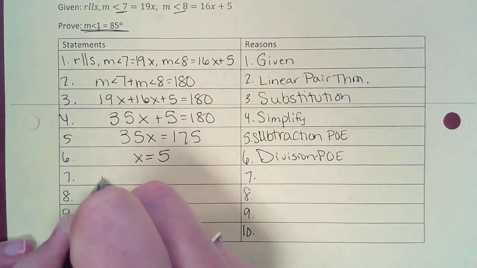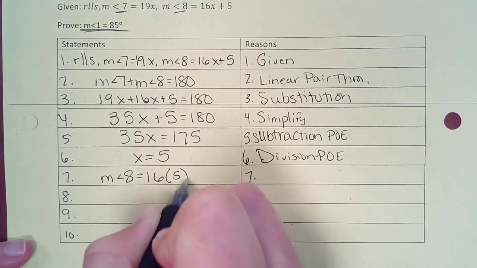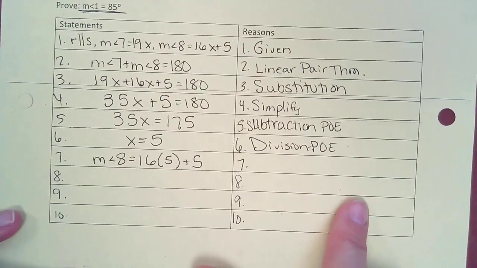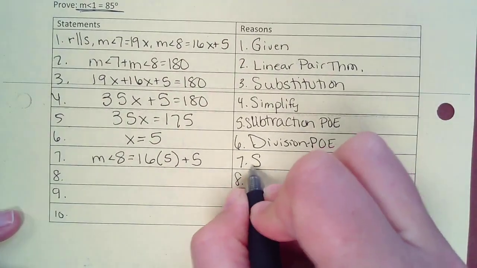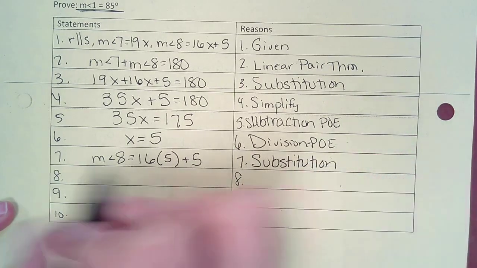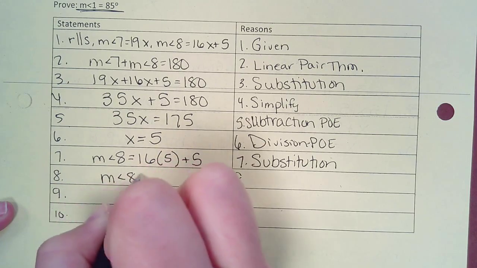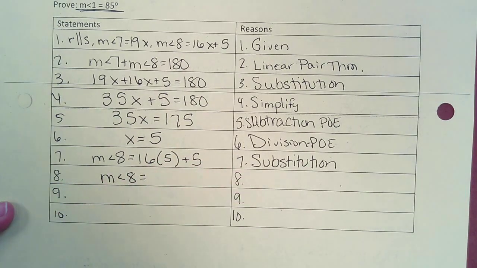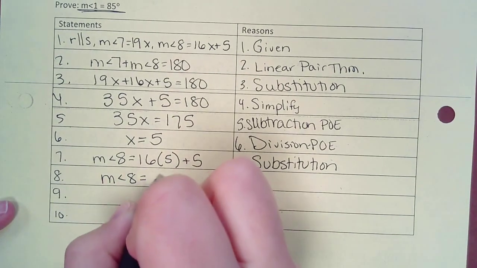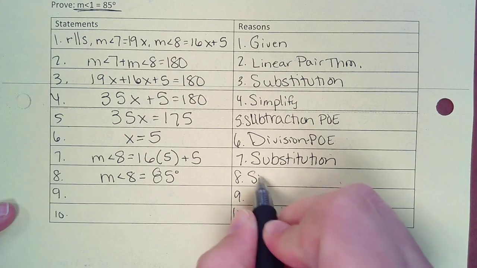So let's go ahead and plug 5 in for x, for angle 8. So we're going to say measurement of angle 8 equals 16 times 5 plus 5. Just plugging it into the expression. So again, that would be substitution. Now we're going to simplify. Measurement of angle 8 equals 16 times 5 is 80, plus 5 more would be 85 degrees. Simplify.